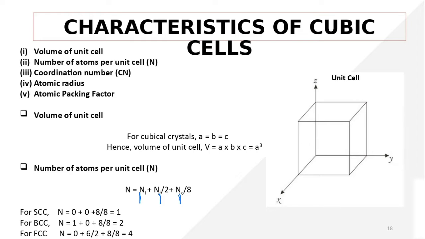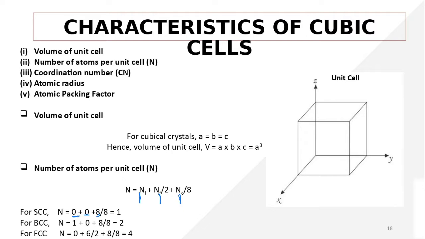For the simple cubic case, no atom is present inside the cell, so it is 0 here, and no atom is present at the faces, so it is 0 here. Only atoms at the corners are present, so there are 8 atoms, each contributing 1/8. So in total, there is only one atom per unit cell for the simple cubic case.